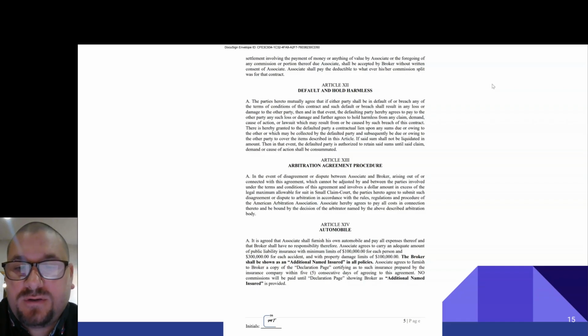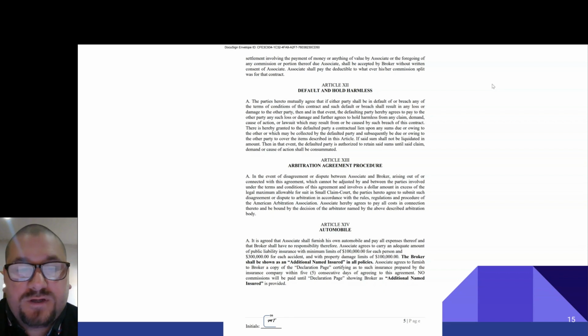Associate agrees to carry an adequate amount of public liability insurance with minimum limits of $100,000 for each person and $300,000 for each accident, and with the property damage limits of $100,000. The broker shall be shown as an additional named insured in all policies. So again, the broker shall be shown as an additional named insured in all policies.